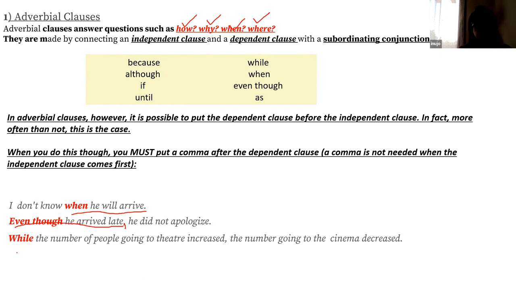Here again, your dependent clause is before the main clause, hence you need to use a comma. So in adverbial clauses, you can use the adverb clause before the main clause or before the independent clause. All right, next.